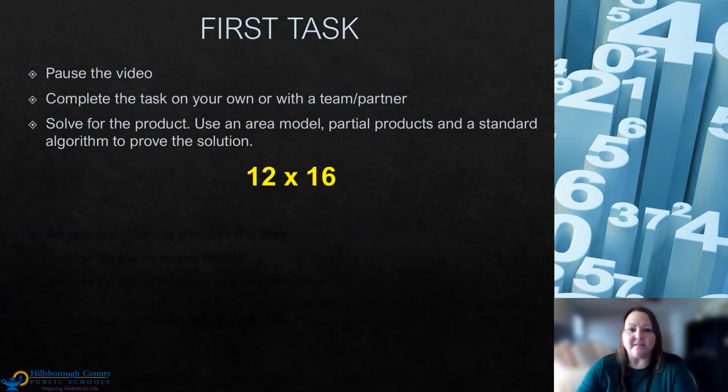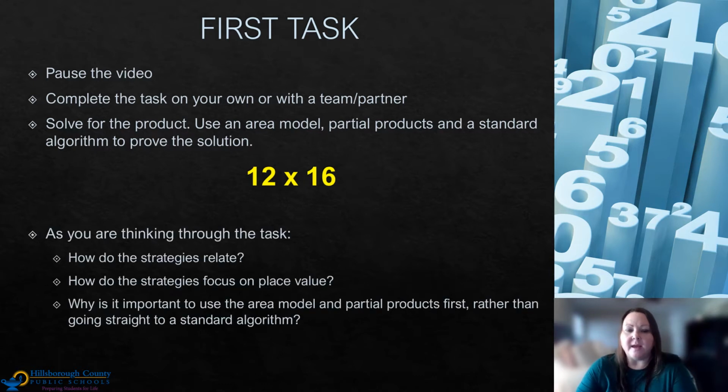For your first task, please pause the video. You're going to complete the task on your own or with a team or partner. You want to solve for the product. You can use an area model, partial products, and a standard algorithm to prove the solution for 12 groups of 16. As you're thinking through the task, how do the strategies relate? How do the strategies focus on place value? And why is it important to use the area model and partial products first rather than going straight to a standard algorithm? So go ahead and pause the video, complete the task, and we'll see you soon.